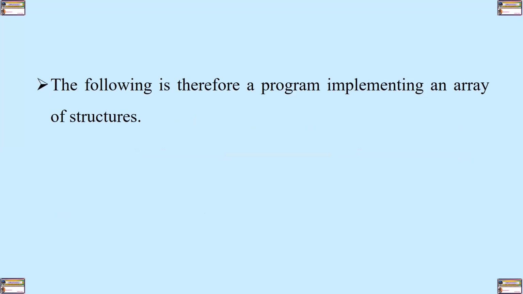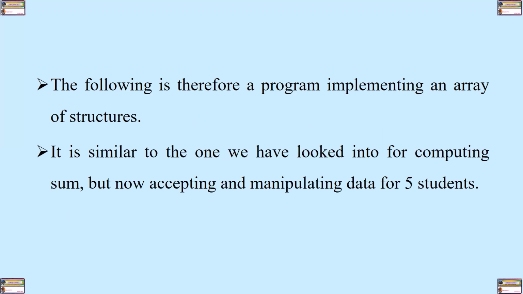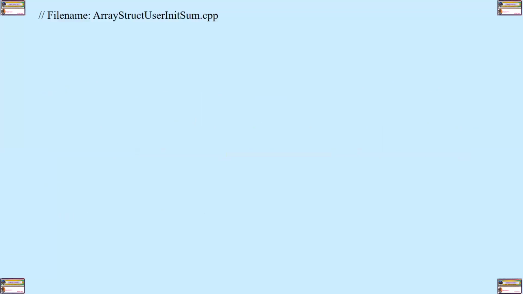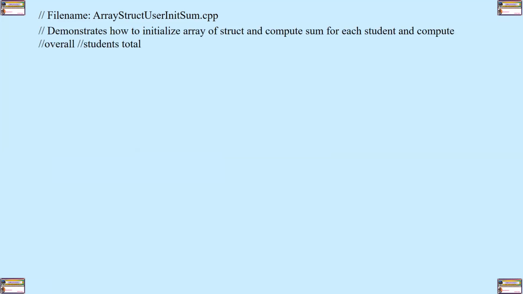The following is another program implementing an array of structures. It is similar to the one that we have looked into for computing sum, but now accepting and manipulating data for 5 students. Our program name is array struct user init sum. You can always come up with yours. It demonstrates how to initialize an array of struct, compute the sum for each student, and compute the overall students' total. Then we have iostream, and iomanip for the function for spacing, using namespace std. We have our main function there.